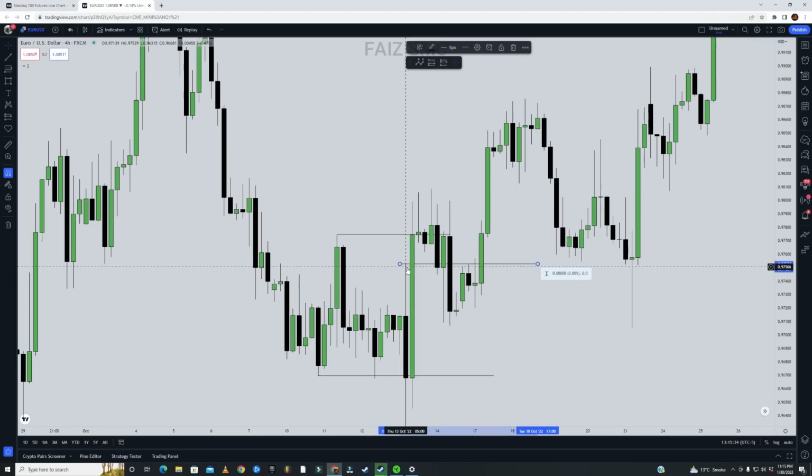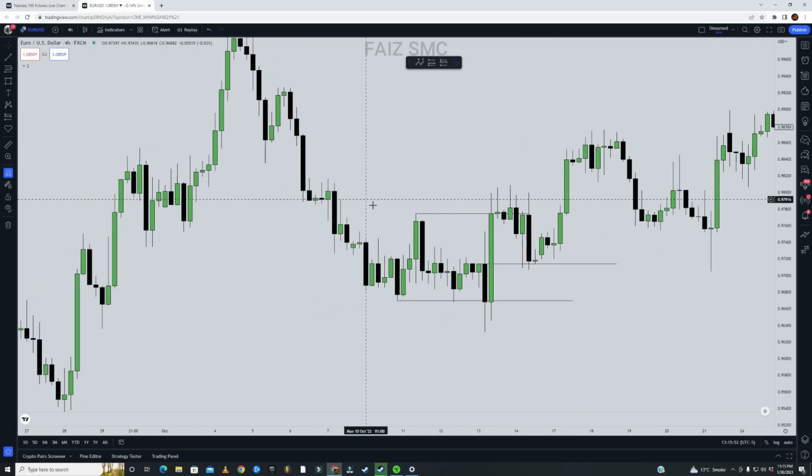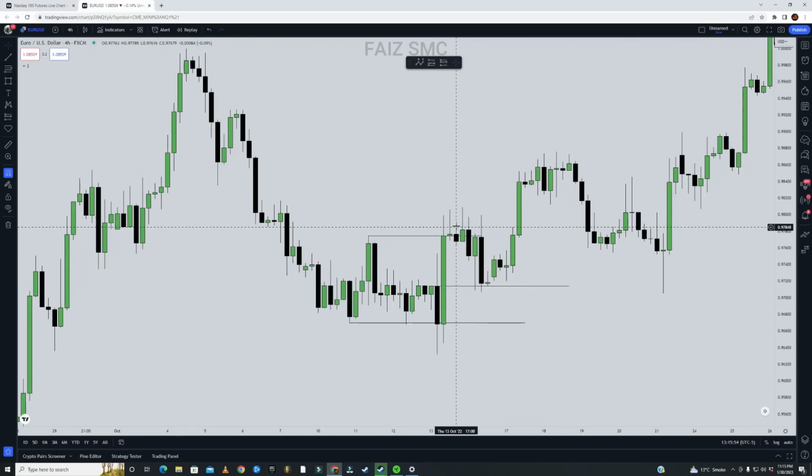If you took your entry from the wick, you know what I'm talking about, right? The real way to identify the order block is to take your entry from the body of the candle. And you can see price came back here perfectly and pushed back up. Simple as that, guys. No need to overcomplicate this. You must have some sort of liquidity sweep, and then you have a market structure shift.